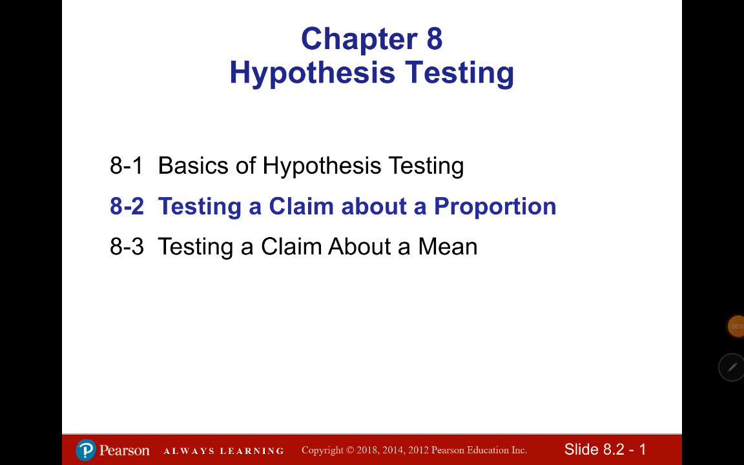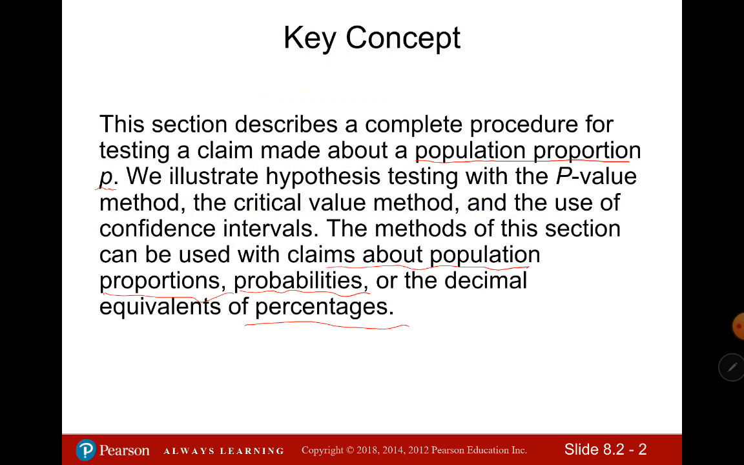So 8.2, we would focus on how to test a claim about the proportion. So this section, we will learn what is the complete procedure for the test about population proportion p. Again, population proportion, we use lowercase p. So we will introduce the p-value method. We will focus on the p-value method and the critical value method. We will talk a little bit about the confidence interval, maybe.